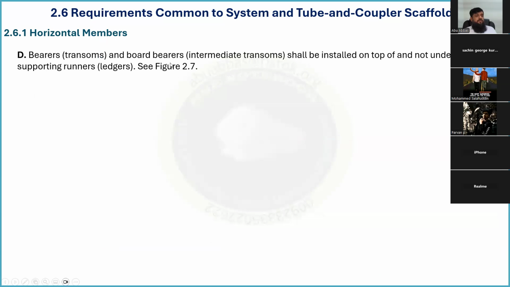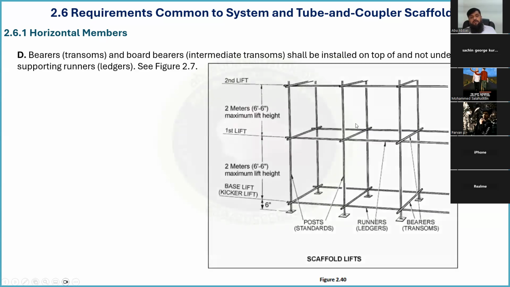Okay, barrier transom and board barrier intermediate transom shall be installed on top of and not underneath a supporting runner. Okay. The figure is the same 2.4 we are using. I think the reference they have is just a clerical mistake, we will say.